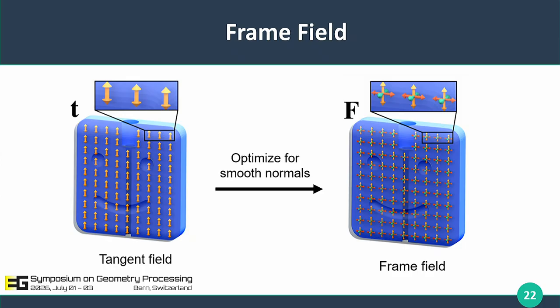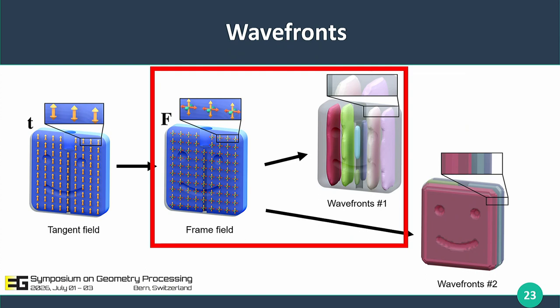Therefore, we generate the frame field by optimizing for a smooth two-RoSy normal field under the constraint that it remains orthogonal to the given tangent field. This smoothness objective is mostly motivated by the observation that wavefront generation is easier when driven by more smoothly varying direction fields. So I will next describe how wavefronts are generated, and without loss of generality, I will show the wavefront aligned with the normal direction, but keep in mind that it's the same for the bitangent one.